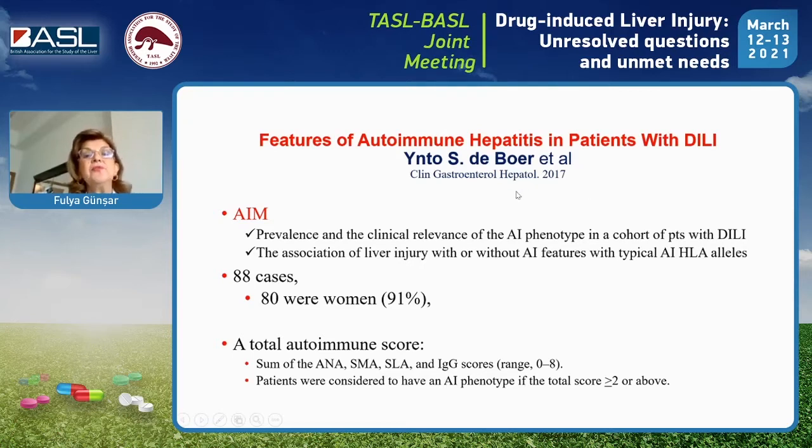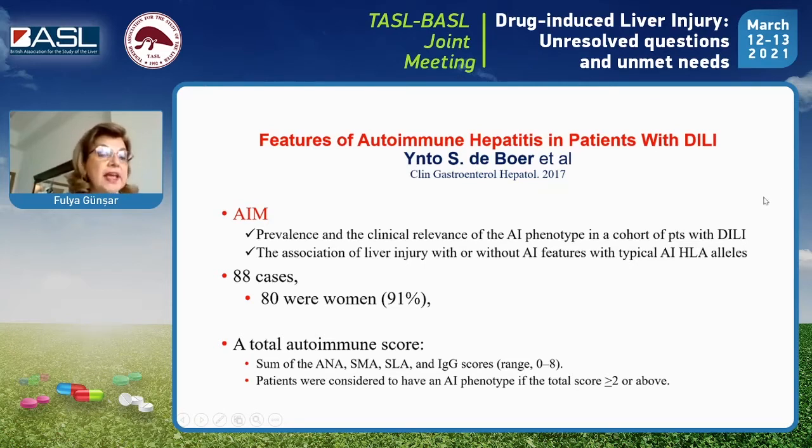There's a paper from Bjornsson et al. about the features of autoimmune hepatitis in patients with DILI. Their aim was the prevalence and clinical relevance of the autoimmune phenotype in a cohort of patients with DILI, and the association of liver injury with and without autoimmune features with typical autoimmune HLA alleles.